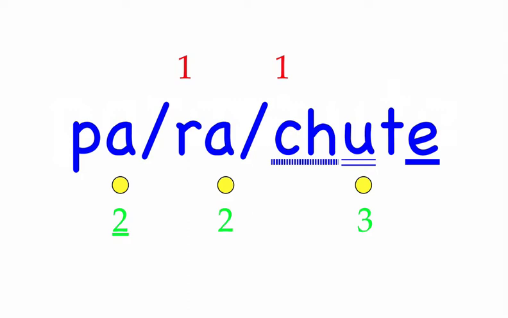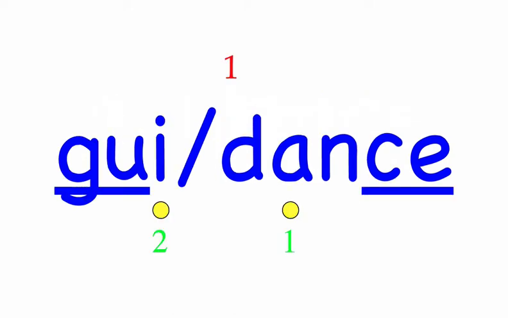Guidance. I went to the guidance office for some help. Guy-dance. 2 syllables. First syllable, guy, 2 sounds. G, I. Dance. 4 sounds. D, a, n, s. Guidance. Mark the word.